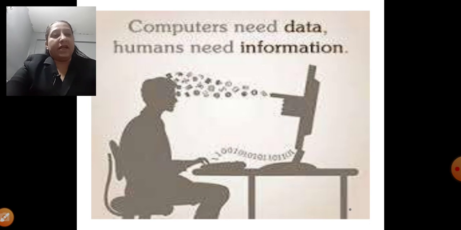So we will feed data to the computer in the form of zeros and ones, and at last what comes on the computer screen is the processed data, which is of course not in the zeros and ones form, it is in a human understandable form. That is called your information.